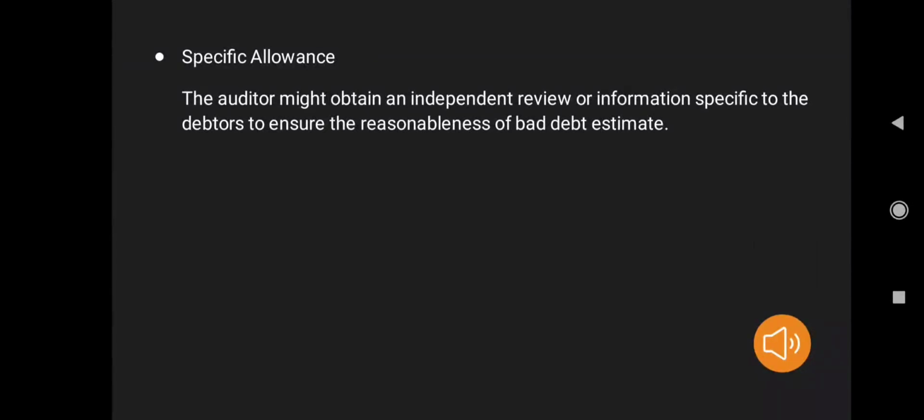And the second one is specific allowance. The auditor may obtain an independent review or information specific to the debtors to ensure the reasonableness of the bad debt estimate.